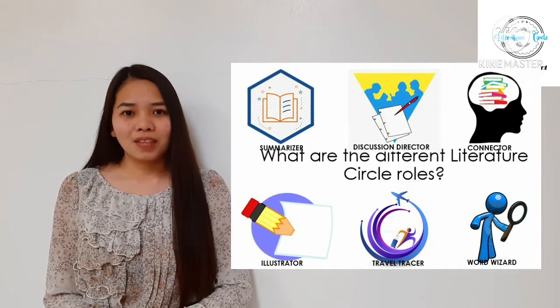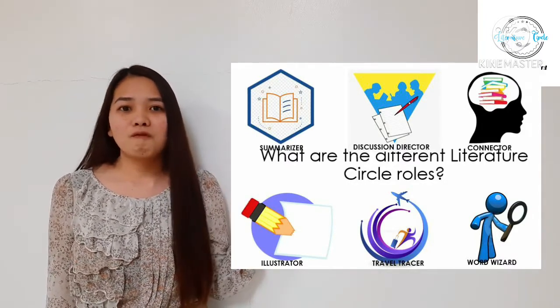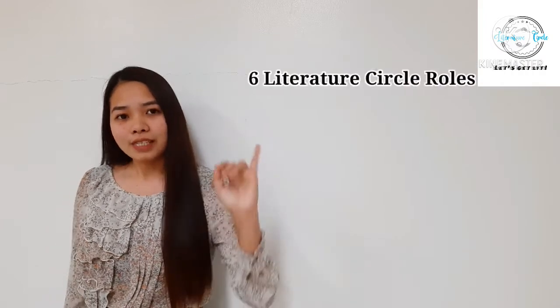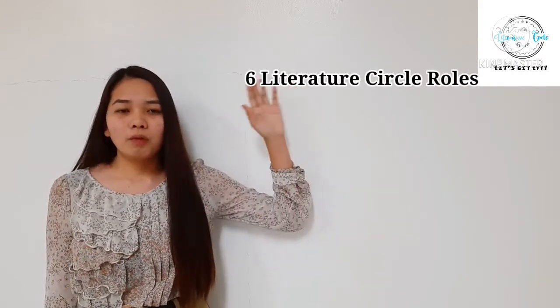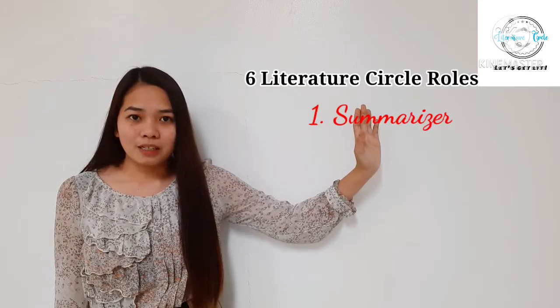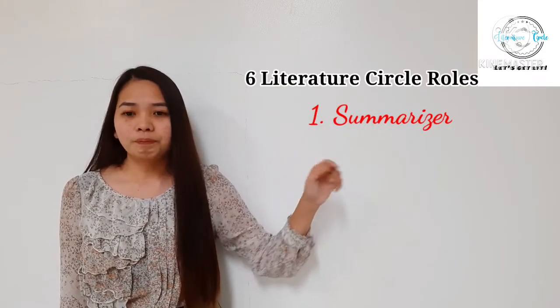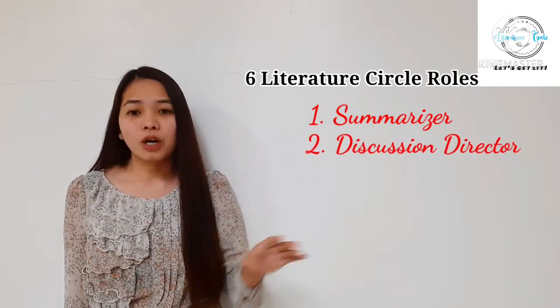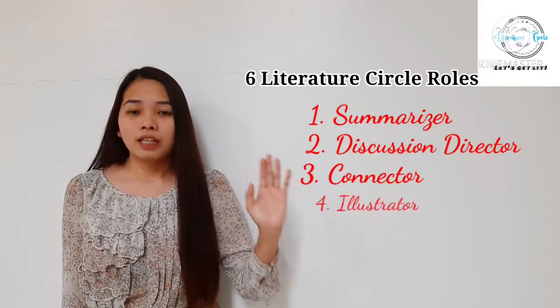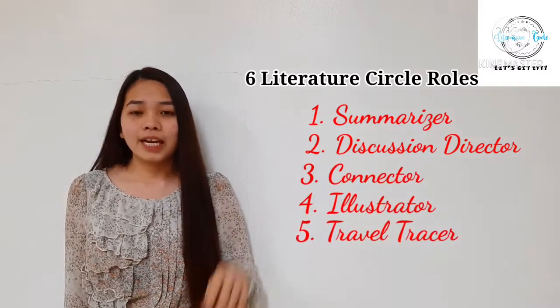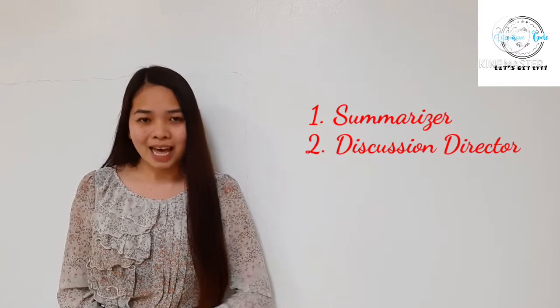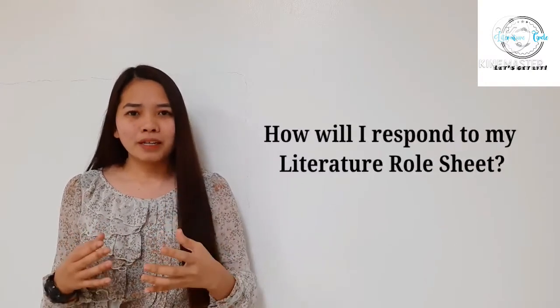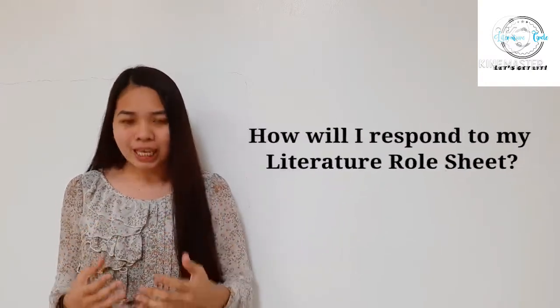Alright, so with that, let's discuss the different roles for the literature circle. There are 6 roles. We have the summarizer, which is an important role, the discussion director, the connector, the illustrator, the travel tracer, and of course the word wizard. Let's delve into each of them thoroughly so that you know how you will be responding to your literature role sheet as well as doing the literature circle.